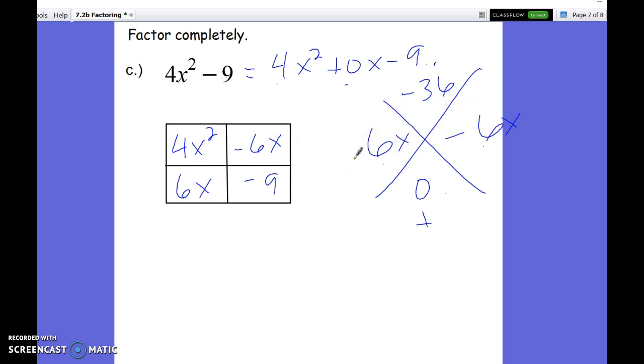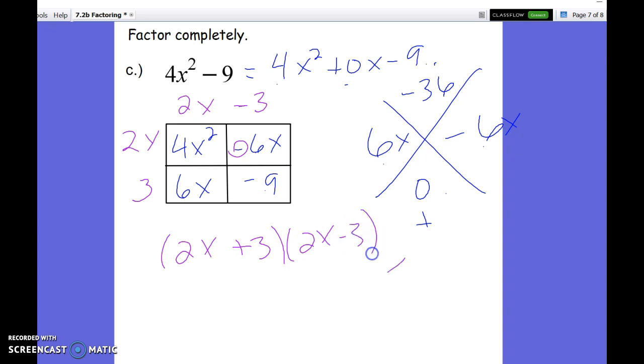Now it's a good time to pause and try to find your greatest common factors. We'd get 2 and x. Here we get 3. 4x squared and 6x, we can take out a 2 and an x. And then looking at negative 6x and negative 9, a 3 can come out. And then since our negative's right there, I'm going to take the negative out also. So our factors are 2x plus 3 times 2x minus 3, and that's our answer.